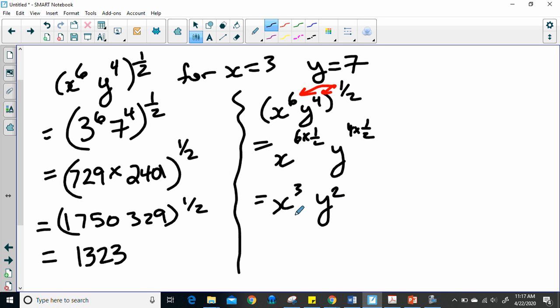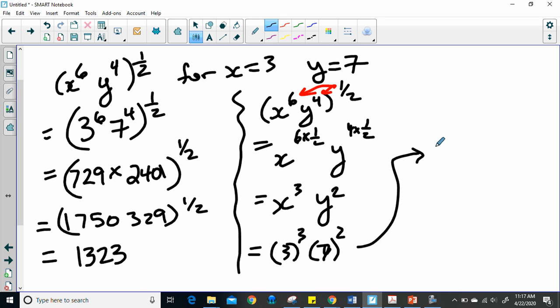And now if I sub in, we get, what's x? 3. 3 to the exponent 3. Y is 7 to the exponent 2. 3 to the exponent 3 is 27.